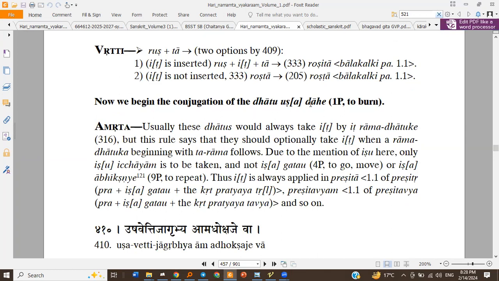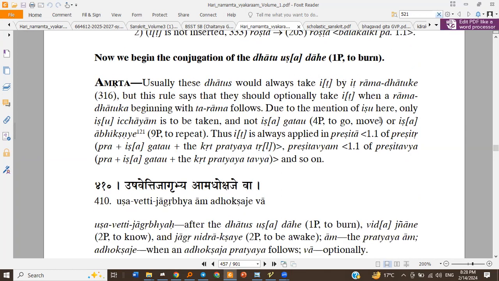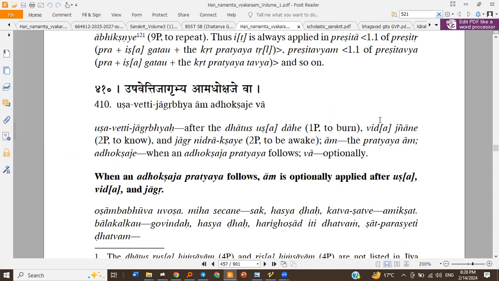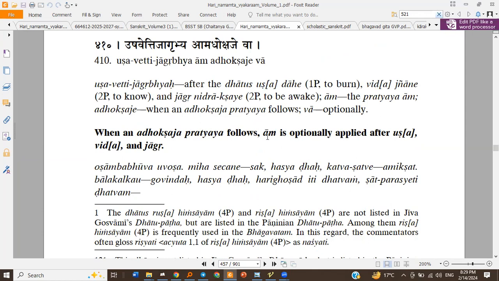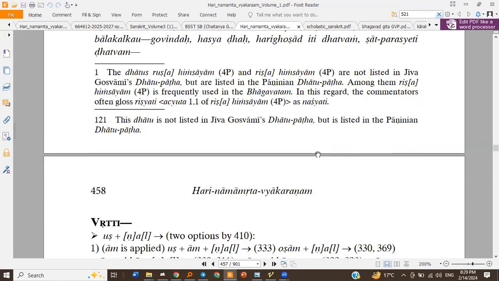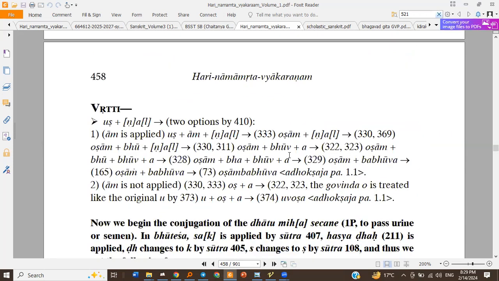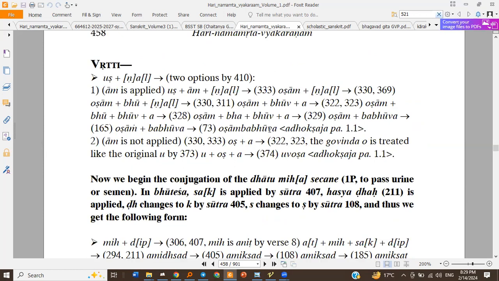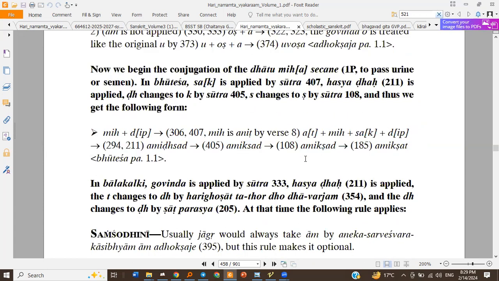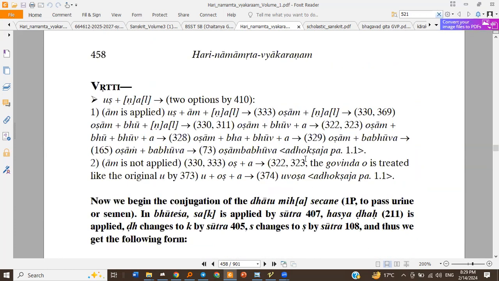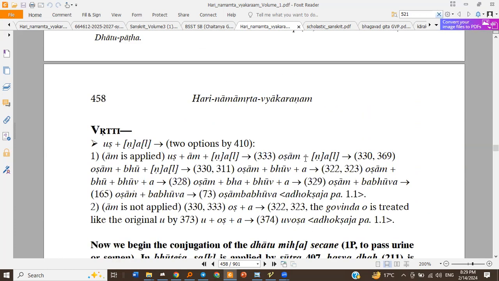The next is Ush Dahe. Ush is to burn. Ush Vitti Jagribhya Amadhokshajeva. So when an adhoksha pratyay is following, am is optionally inserted after these dhatus: Ush, Vid, and Jagri. So when am is applied, we get forms like Osham Babhuva, Ityadi, and when am is not applied, we get forms like Uvosha, Uvosha ityadi, Ushatu, Ushu ityadi.